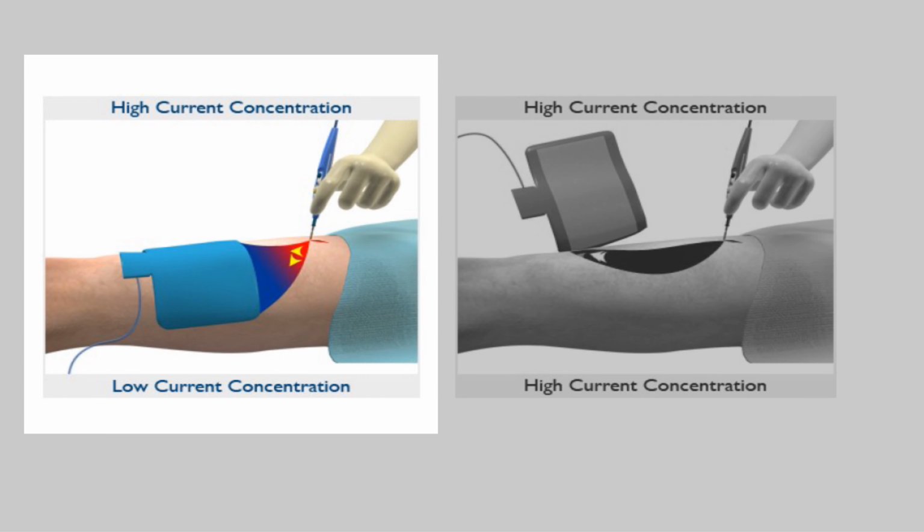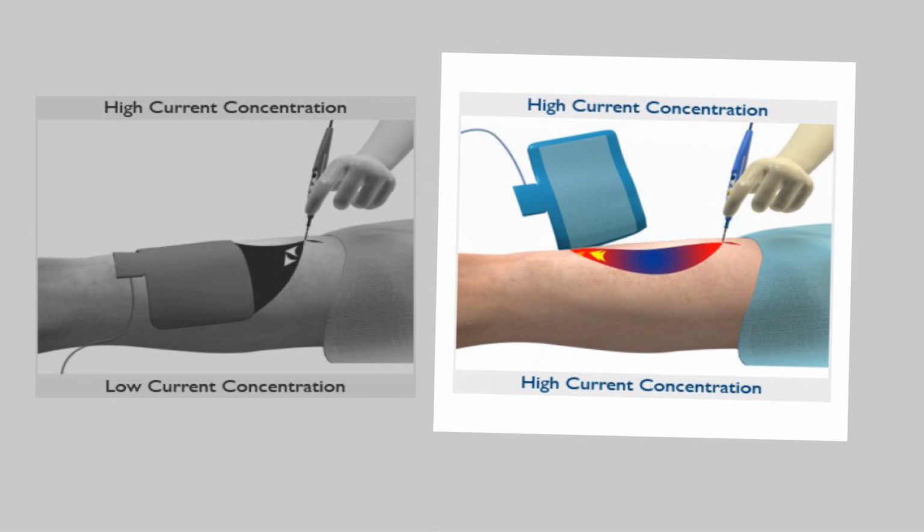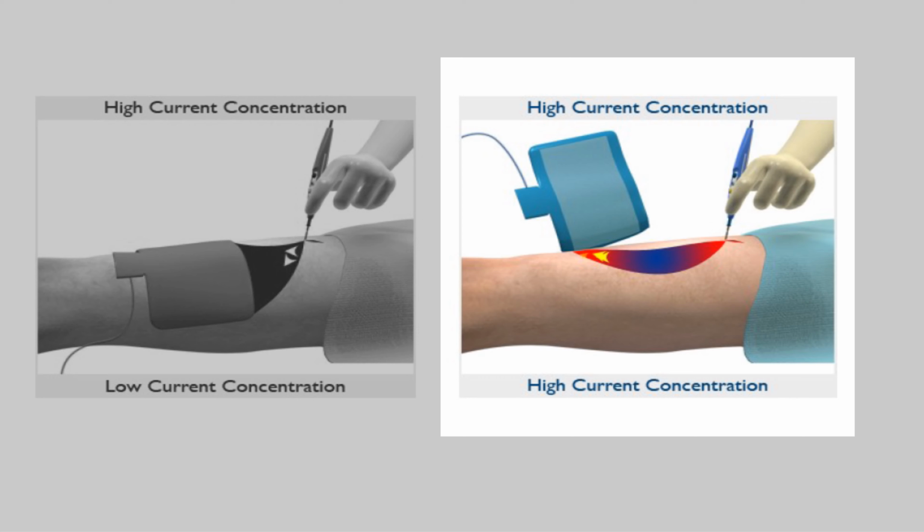Again, when the patient return electrode is applied in the proper way, as we see on the left side of the screen, the wide surface area of the patient return electrode allows low current concentration and no thermal injury. In contrast, as we see on the right side of the screen, the patient return electrode is applied in an improper way. So the contact between the patient return electrode and the patient gives a very small surface area, the current concentration is high, and thermal injury will occur. Patient return electrode thermal injury.